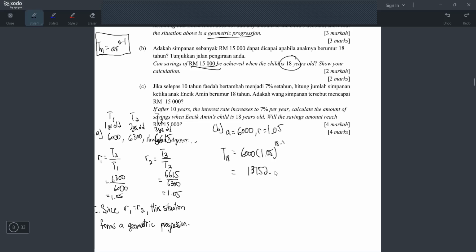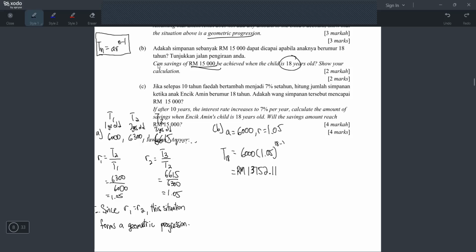13752, and let's write two decimal places, 1099, so 11, and don't forget to write RM, right? Remember to write RM because this is a price. The calculator actually gives me many decimal places, but I only write 2 because it's a price. Okay, it's savings, right? So savings, that's why I write 11, right?